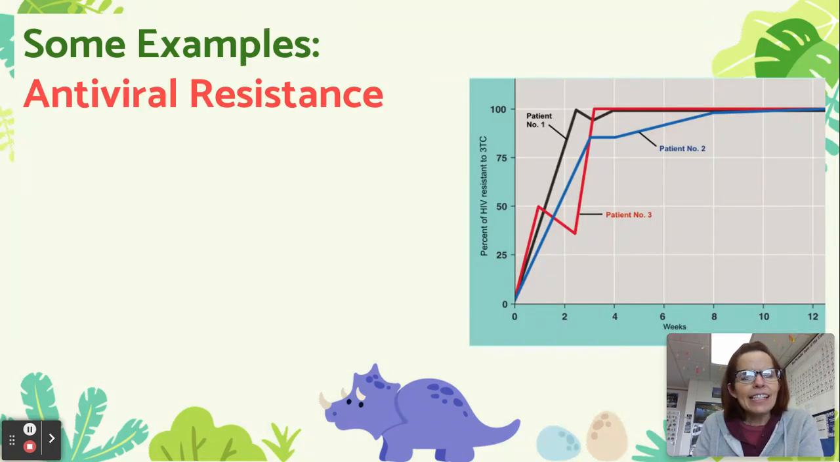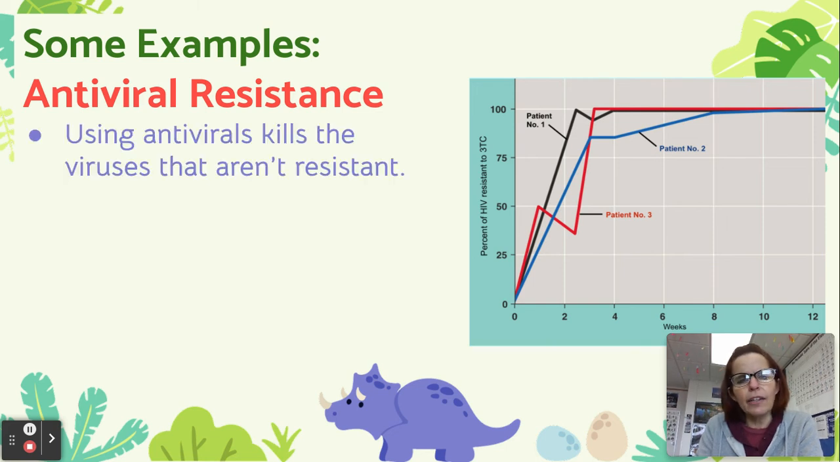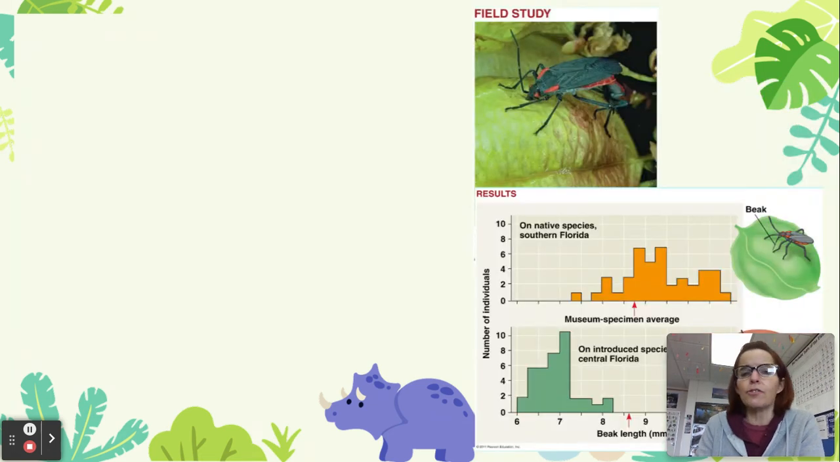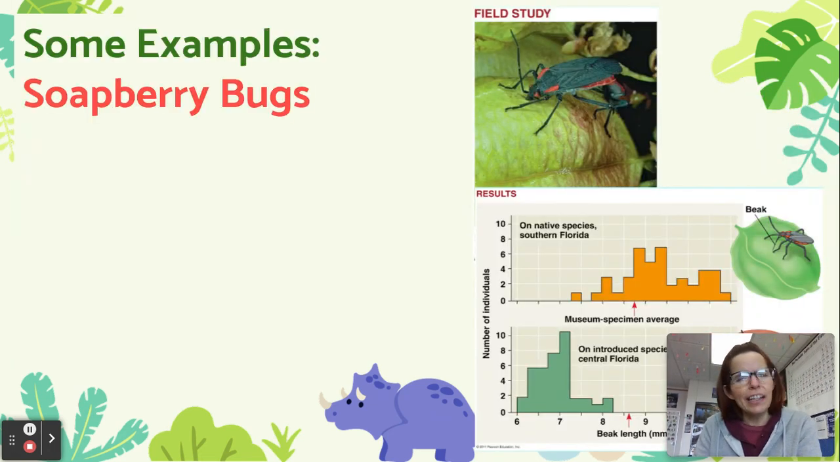All right, and then two more, antiviral resistance. So this is an example with HIV and an antiviral medication. Same thing is happening. Using antivirals kills the viruses that aren't resistant, so that allows the ones that are resistant to reproduce. The resistant survivors pass on their resistance trait, and so forth and so on. And then here's an animal example.